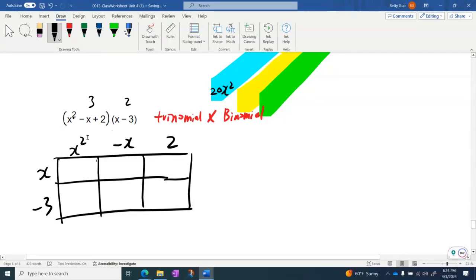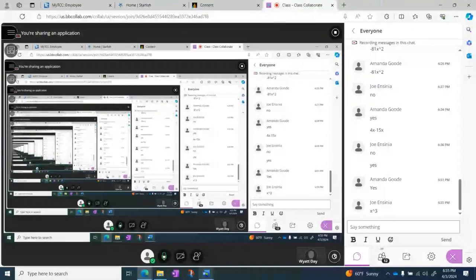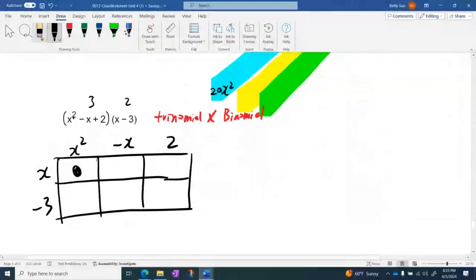All right? The three terms in the trinomial go on top of the box. The two terms in the binomial go to the side of the box. And then let's multiply. Do it here first. x times x squared. Tell me, what do we have? x times x squared. x cubed. Perfect. Let me write it down.